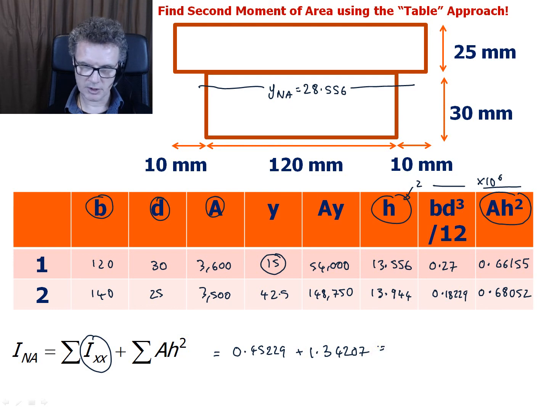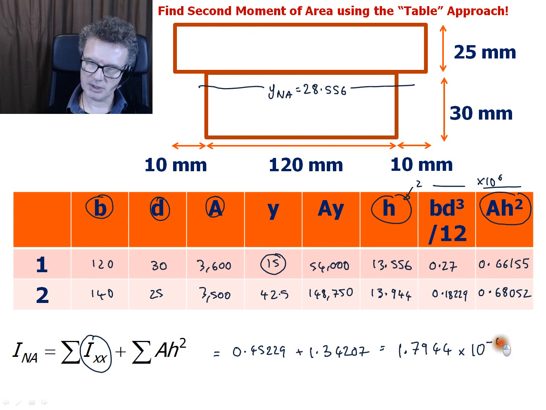Add those two together, so you can see you get a lot more stiffness due to the parallel axis theorem. 0.45229, and that's going to give me 1.7944, and don't forget that's times 10 to the power 6 millimeters to the fourth. Let's give my final answer in terms of meters, so that would be 10 to the power minus 6 meters to the fourth. Right, so that's what you should have got.